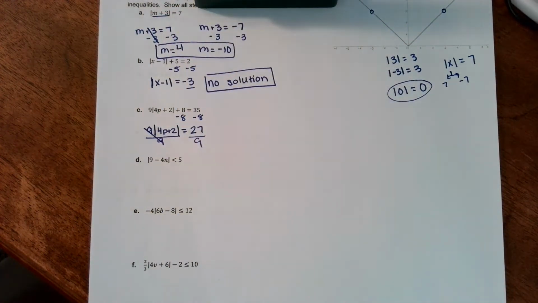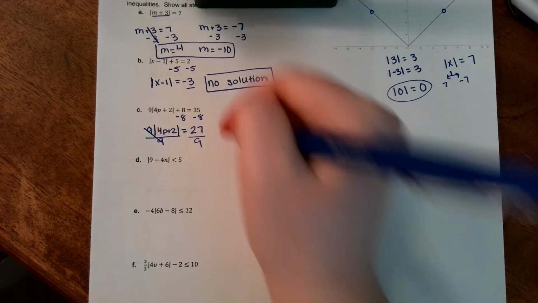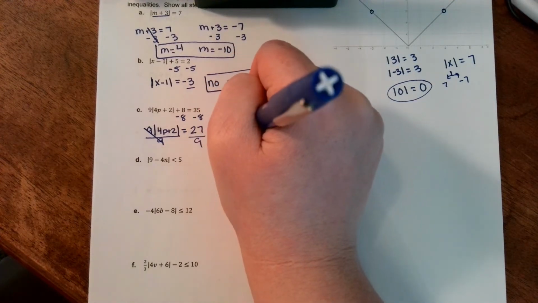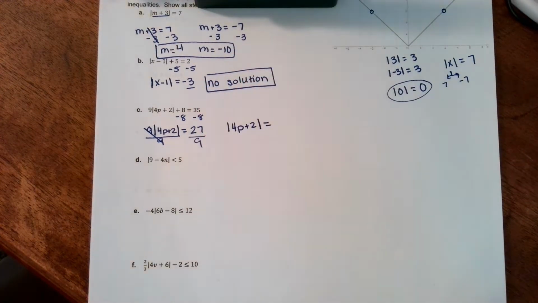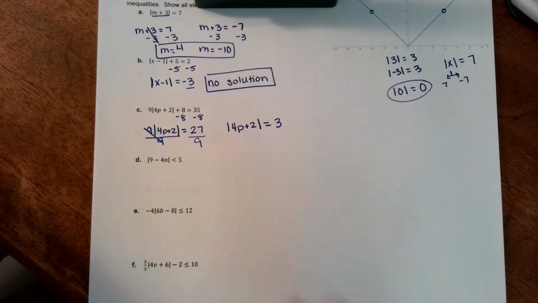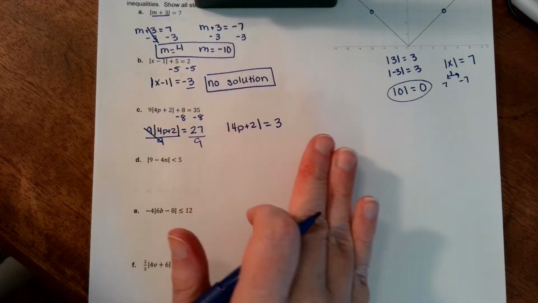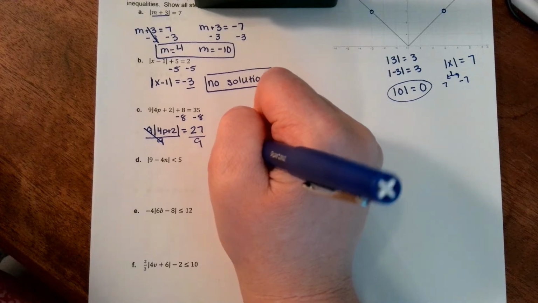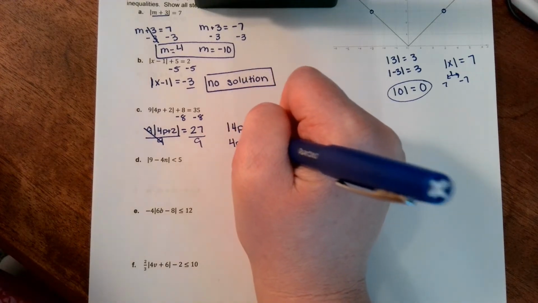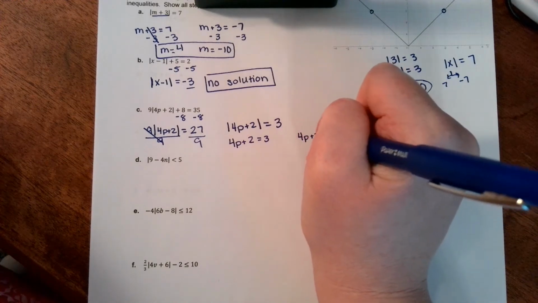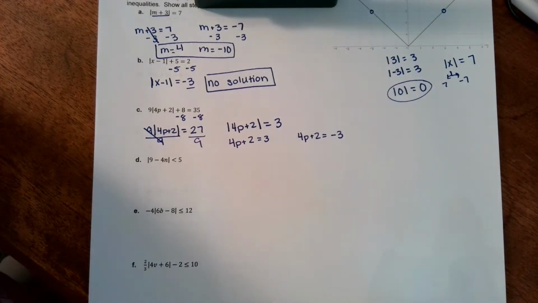So I'm going to divide both sides by 9 and cancel that out. And that gives me smaller numbers to work with anyway, and that makes my problem a little bit easier. So the absolute value of 4p plus 2 is equal to 3. And so now I have the absolute value bars by itself. I have a number by itself. I'm going to go ahead and solve my 2 equations. So I have 4p plus 2 equals 3, and 4p plus 2 equals negative 3.